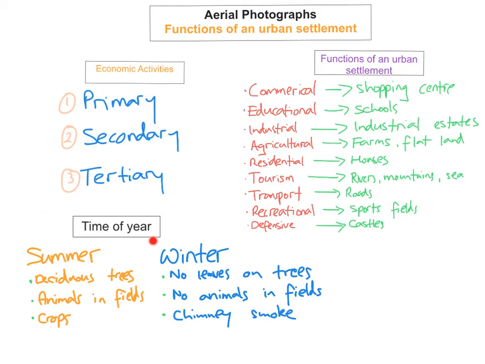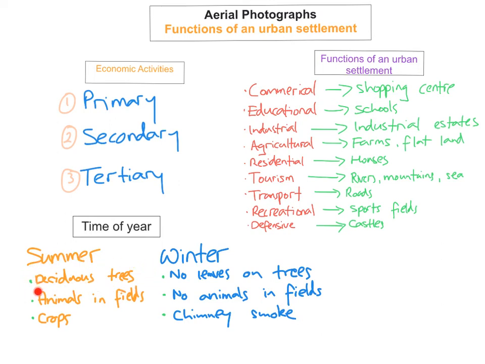And another question you can be asked from the photograph is what time of year is it? Okay, and when it's asked the time of year, you just have to say whether you think it's summer or winter. For summer, you can tell by deciduous trees, because if the trees have all their leaves, this might tell you that it might be summer.